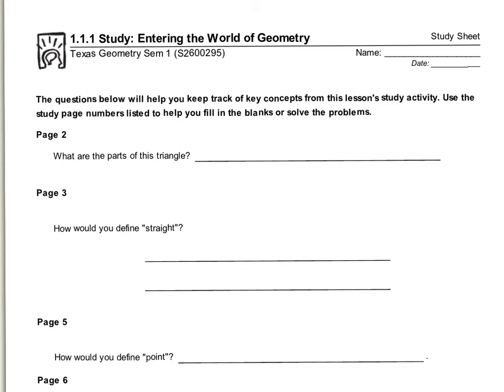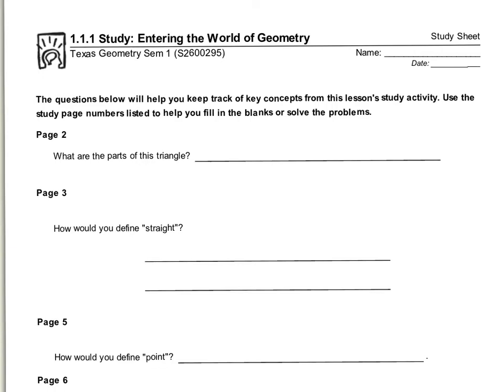So for this first lesson in geometry, we're just going to start by discussing what shapes are and a few other things. We're going to ignore the first question because it asks about the parts of this triangle. That's talking about a specific triangle in a section that we're not going to actually be looking at. So let's just start by defining straight.